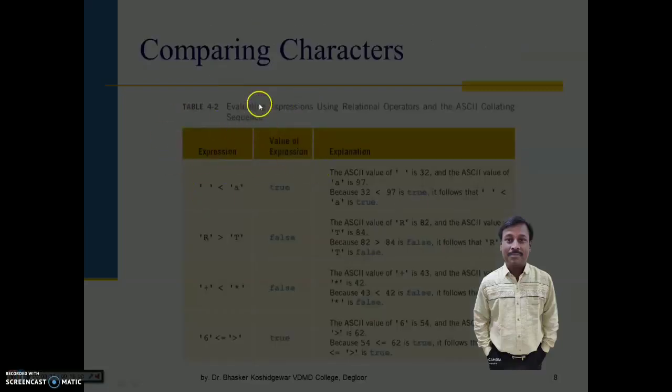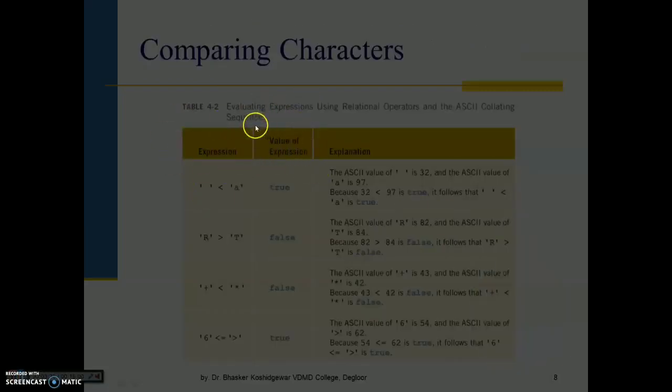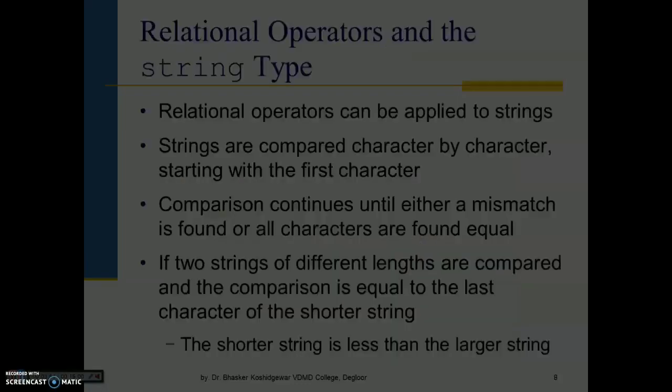Here is the comparison of characters. Evaluating expressions using relational operators and the ASCII collating sequence. These are the ASCII keys, and there are 256 ASCII keys. There are small a to small z, capital A to capital Z, digits, special symbols, and non-printable characters. We can compare with the ASCII values and the numbers.